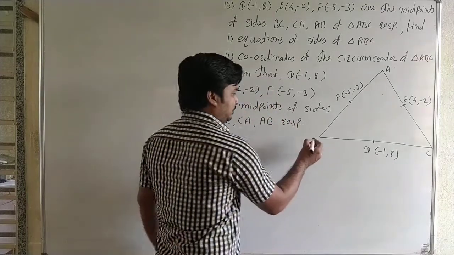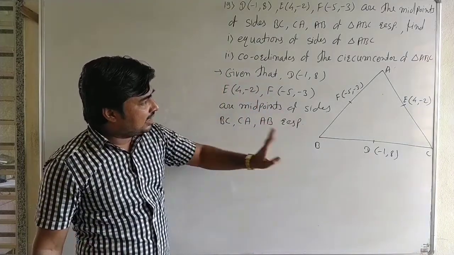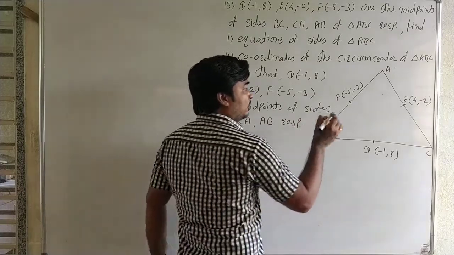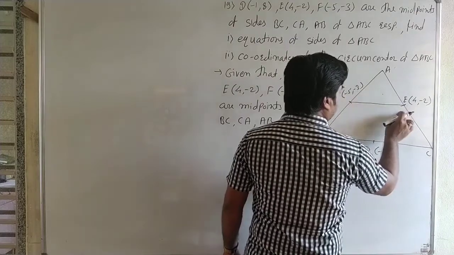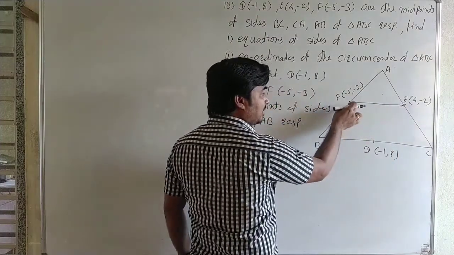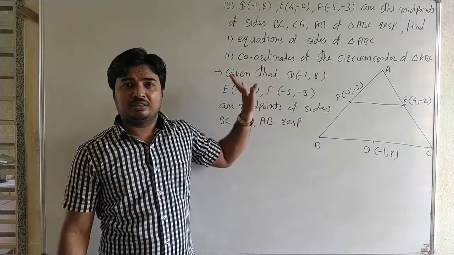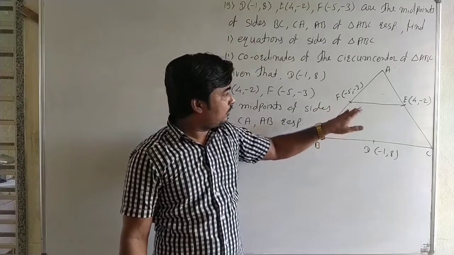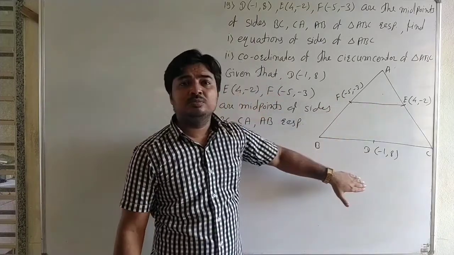Okay, now here we know that E, F and D are the midpoints of the sides of the triangle. Therefore we know that the line segment joining the midpoints of any two sides of a triangle is parallel to the third side. Okay, it is a theorem in class 10.